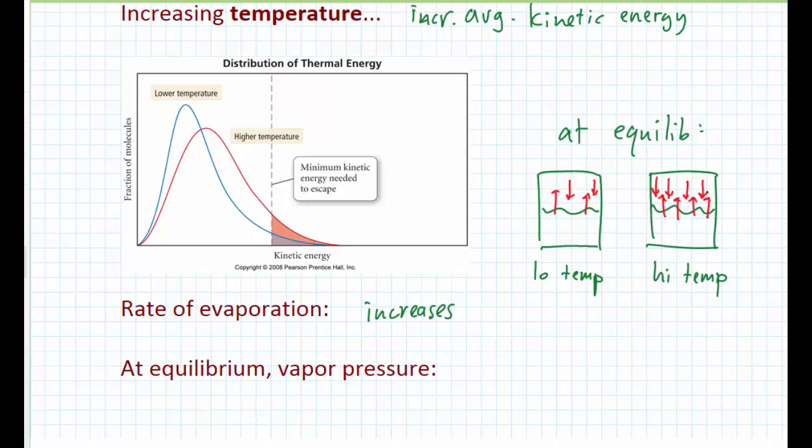But at that higher temperature, how would the vapor pressure be different? What would the pressure be up here compared to the pressure over there? Yep, higher pressure, vapor pressure increases.